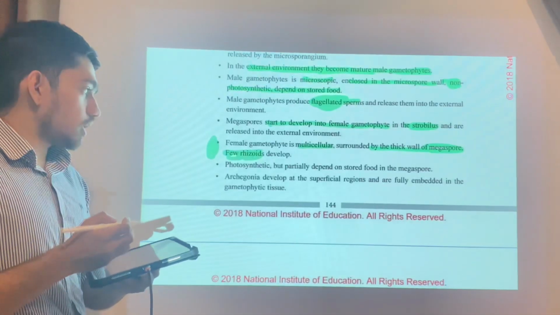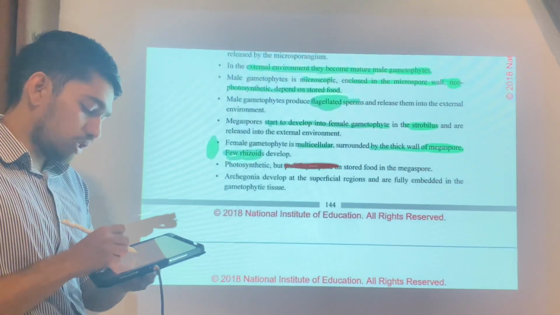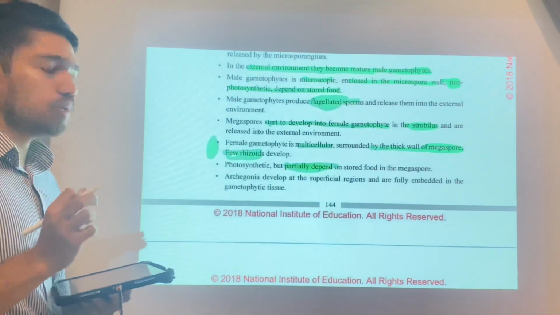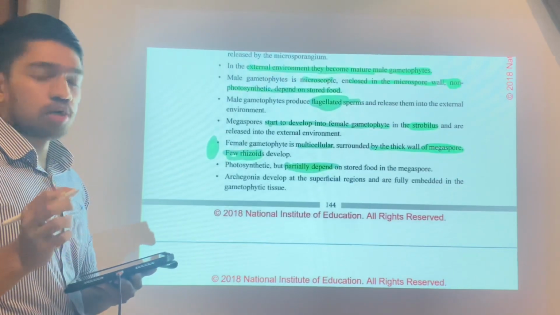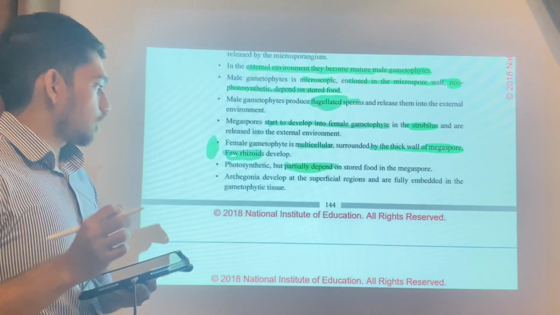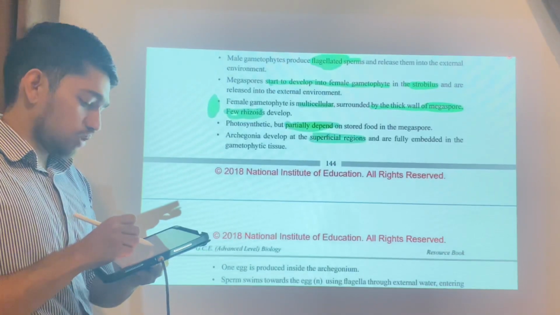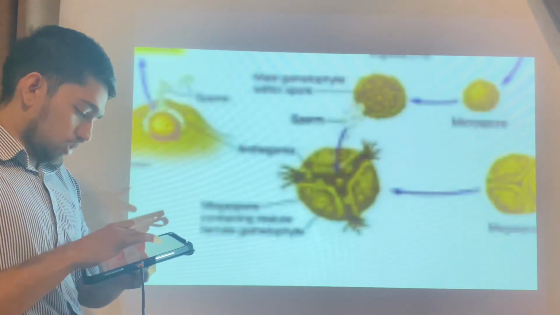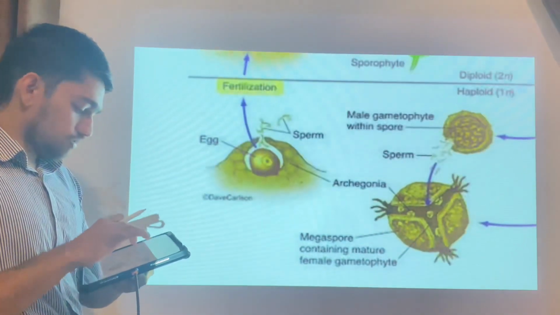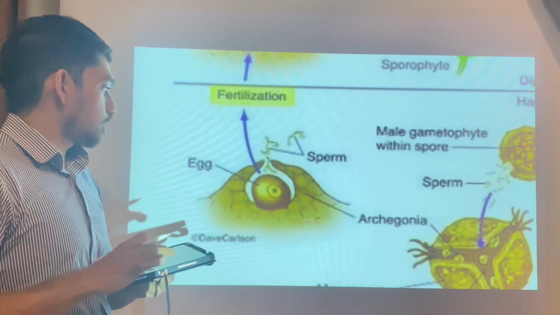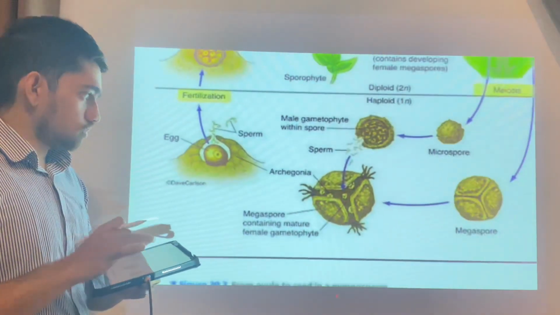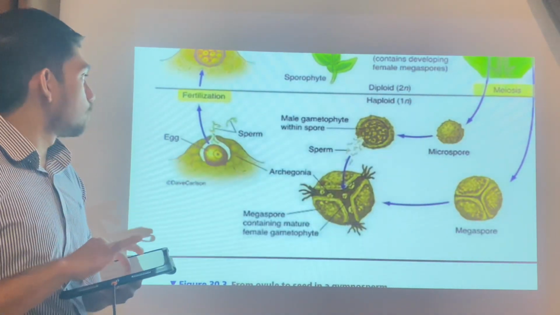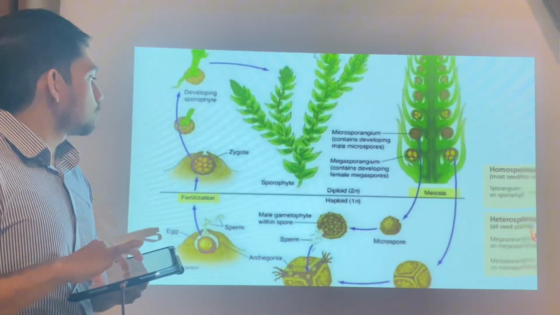The female gametophyte is photosynthetic, right? But partially dependent on stored food, right? So the female gametophyte can be photosynthetic, but it is partially dependent on stored food. Okay, so archegonia develop at superficial regions and they are fully embedded in gametophytic tissue. So these are the archegonia, not that clear, but see, they are fully embedded within the gametophytic tissue. Okay, why are they fully embedded? Because the archegonia provide nourishment to the zygote, right?